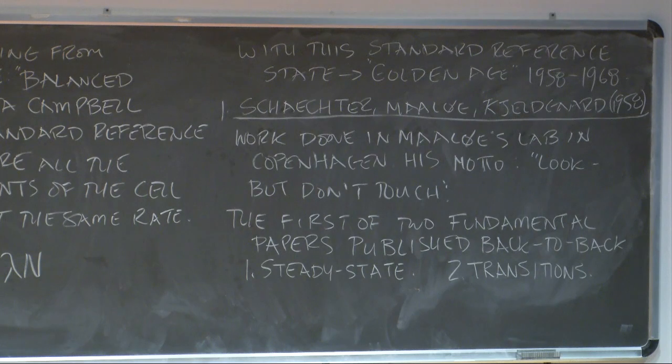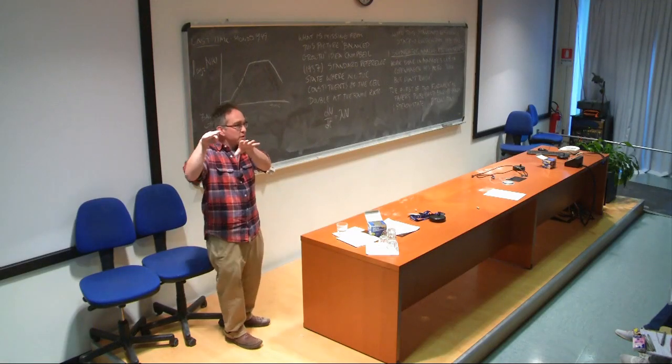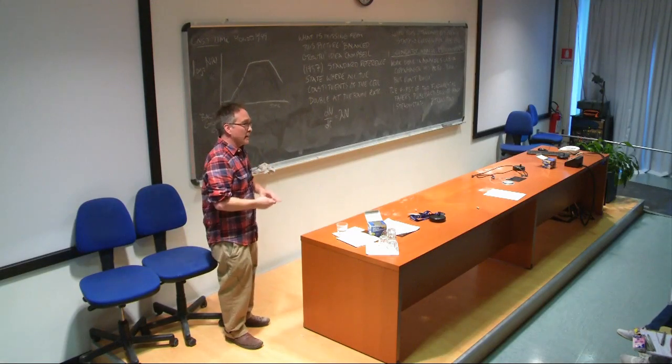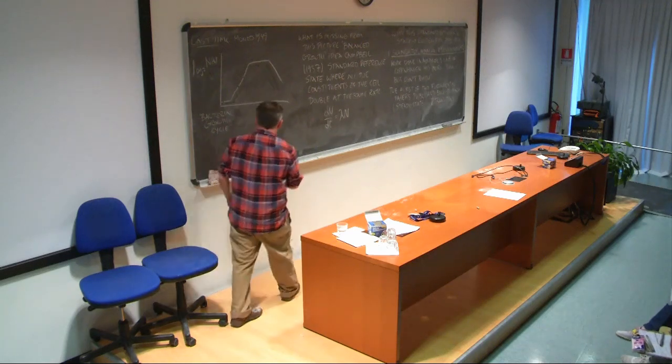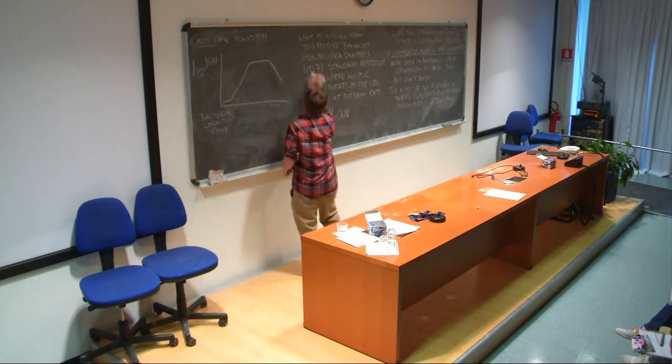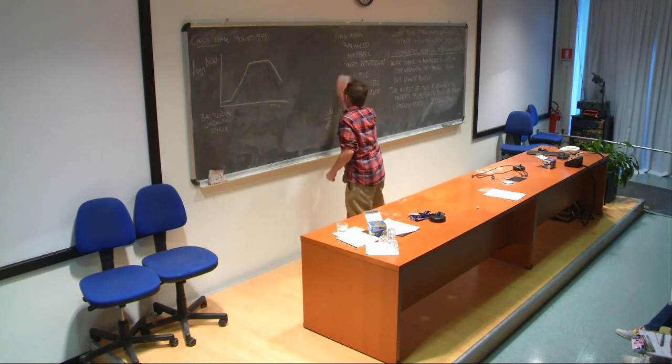and then go to transitions. And transitions are where you let them adapt to balanced exponential growth, and then you shift them to a different growth medium. And you have to do that shifting so as to minimally perturb the cells. That was a challenge. All right, so let me tell you about this first paper.